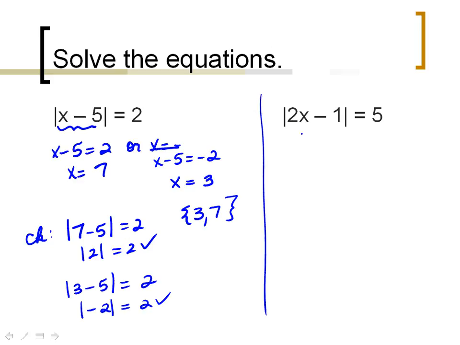In the next example, to solve the absolute value of 2x minus 1 is equal to 5, for that to be true, the number inside has to have an absolute value of 5, which would be either positive 5 or negative 5.